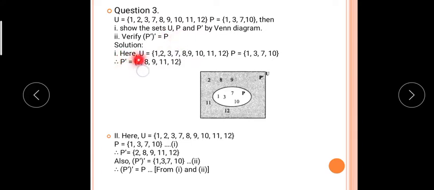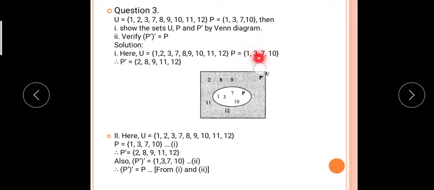Now see, first, U has the elements 1 to 12. P has the elements 1, 3, 7, 10. What is the complement? This P dash means the complement of a set, and the complement of a set is represented by P dash, and it has the elements which are not in P but are in the universal set. Always remember what I am saying about the complement of a set. We have to find P dash. P dash is the complement of P. It means the elements which are not present in P but which are in U. U means the universal set.